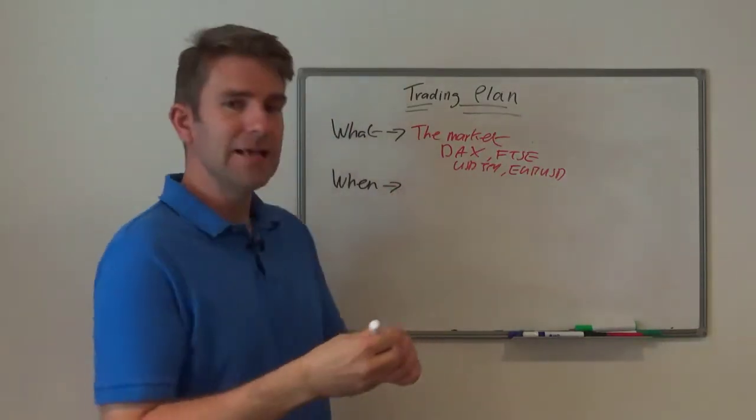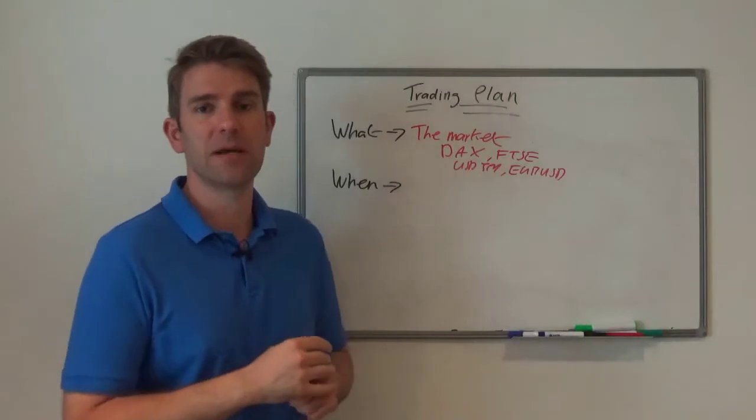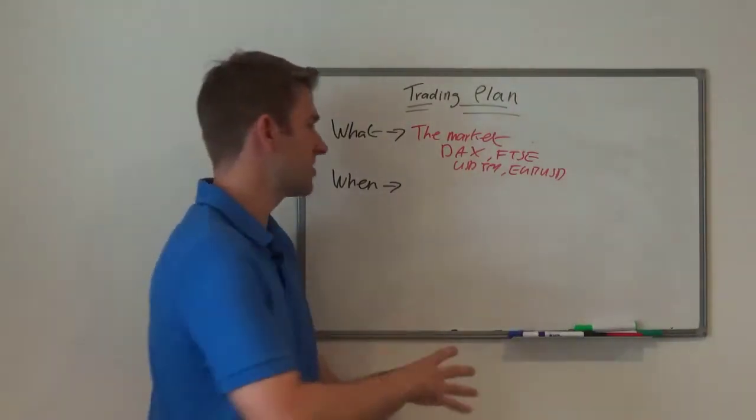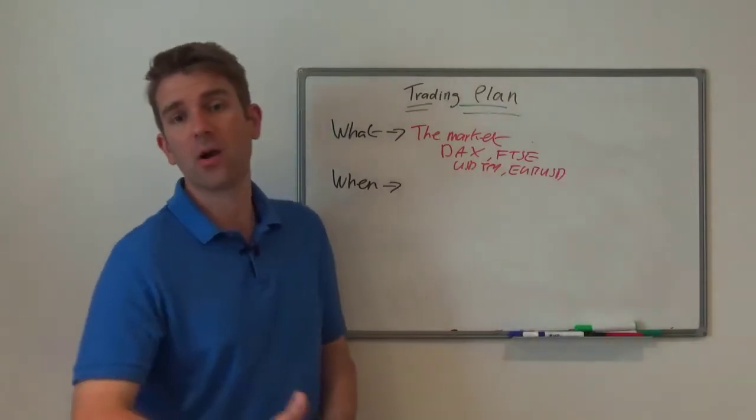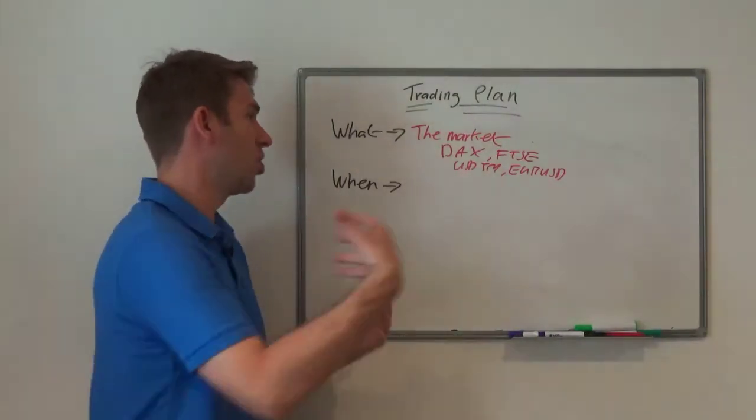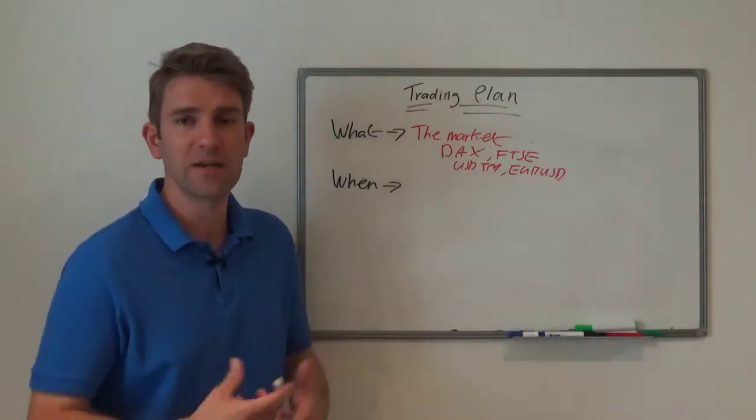Now the when is what times you are going to trade. Obviously from a day trading perspective, that's very strict and focused. It's a case of, I want to trade the closing hour in the Dow, so 8 o'clock to 9 o'clock UK time, or I want to trade the opening hour, or the lunchtime, or whatever it may be. That's very specific and makes a lot of sense.